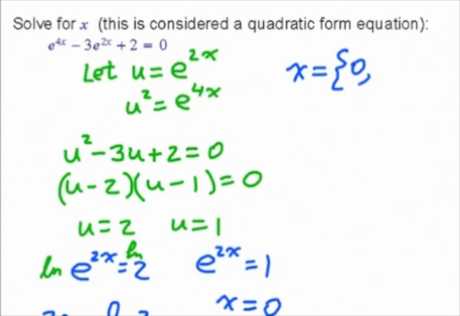Ln of 2 over 2 is going to be a little bit more difficult. I'm going to take a guess that it actually does work. But if I plug it in here, it would be times 4, so that would be 2 ln of 2, which would be, the whole thing would just be 4. Here, the 2's would cancel, and you would be left with 6. And 4 minus 6 is negative 2. Negative 2 plus 2 is 0. So ln of 2 over 2 does work too. And you can check it out. It's not hard to do. And there's our solutions.